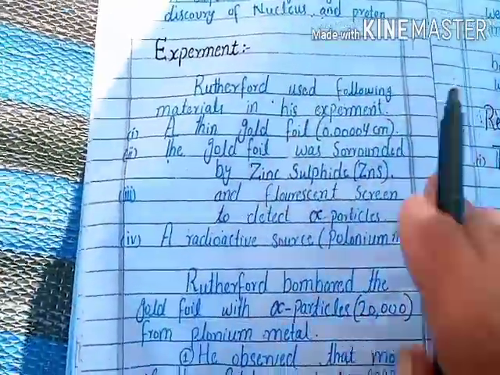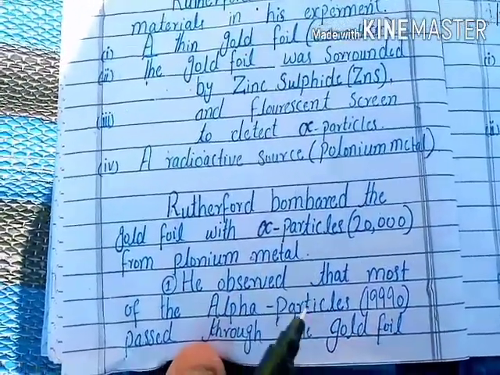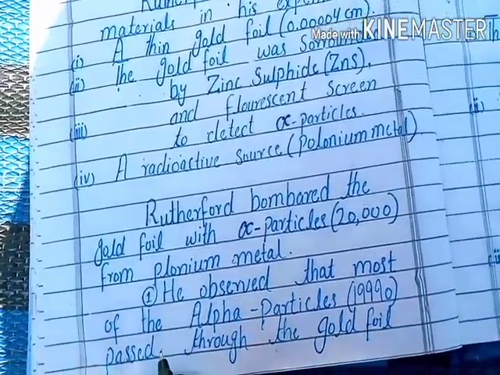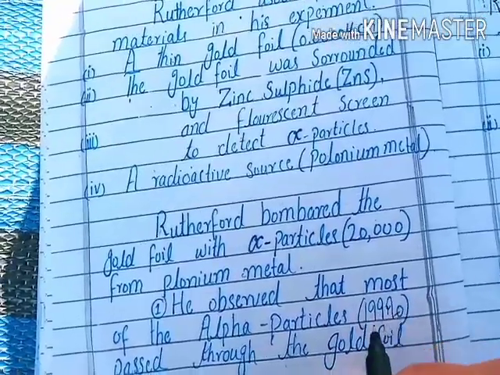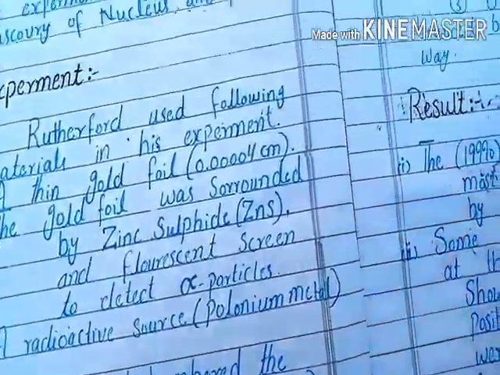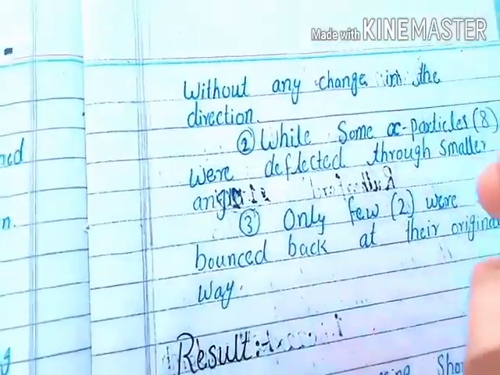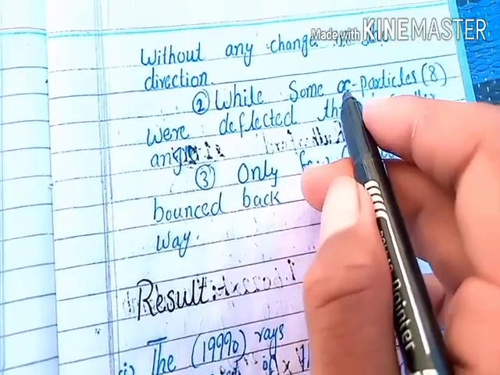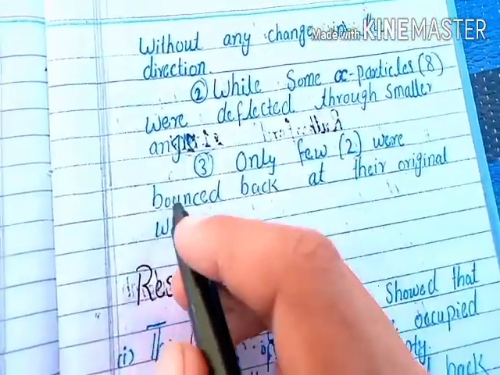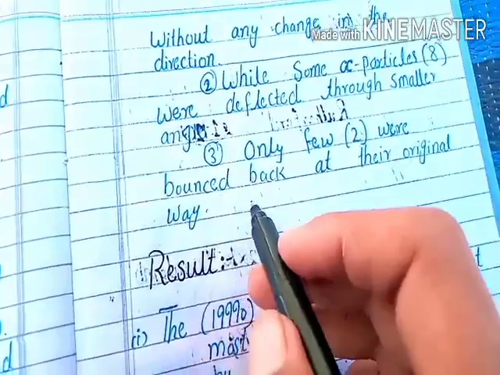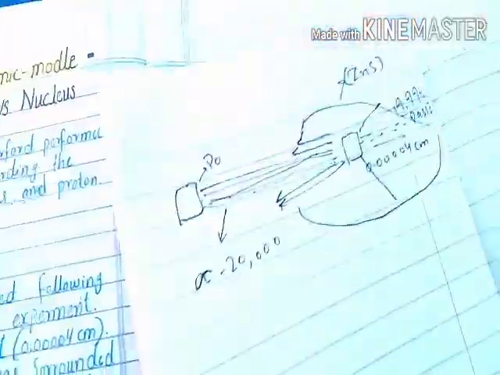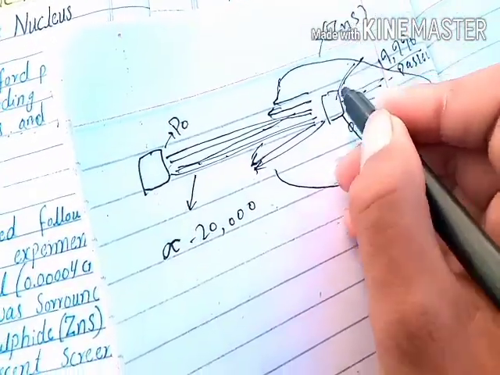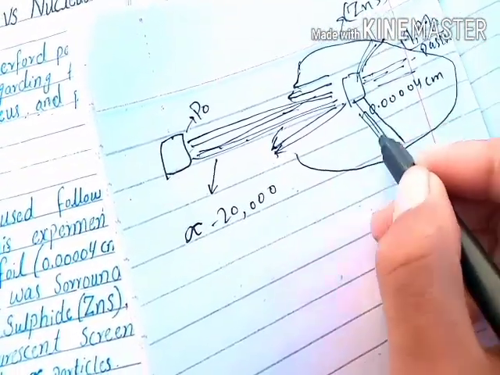He observed that most of the alpha particles, about 19,990, pass through the gold foil without any change in direction. Secondly, he said that while some alpha particles were reflected through smaller angles, only a few, two, were reflected and bounced back on their original way. So I took here these two came back on the original way like this, and the remaining 8 were reflected on these smaller angles.